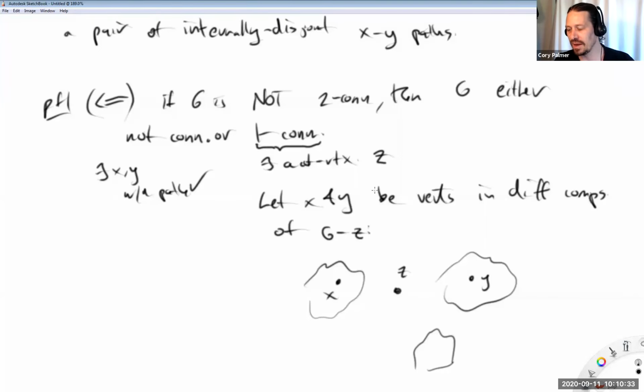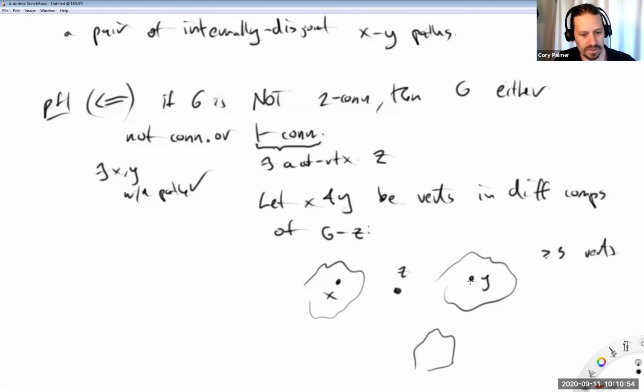There were two things. It's connected, but what was the... Yeah, exactly, Eric. There's at least 3 vertices. Without that, I can't get a separate x and y after removing z. There might only be one vertex. So I did actually use that there's at least 3 vertices at this point here. Okay.